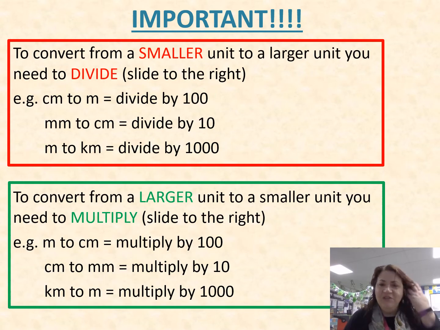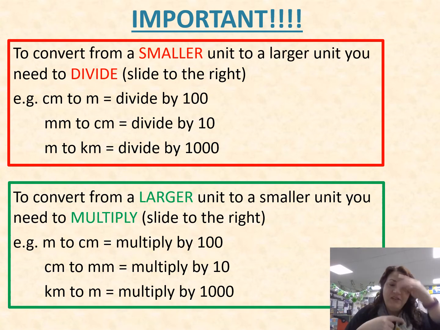Okay, we've been getting really good at this, hopefully. So to go from a smaller unit to a larger unit, you divide. Centimetres to metres, there are 100 centimetres in a metre, so you divide by 100, because centimetres are smaller, metres are bigger. Millimetres to centimetres, there are 10 millimetres in a centimetre, so you divide by 10. Metres to kilometres, there are 1,000 metres in a kilometre, so you divide by 1,000.